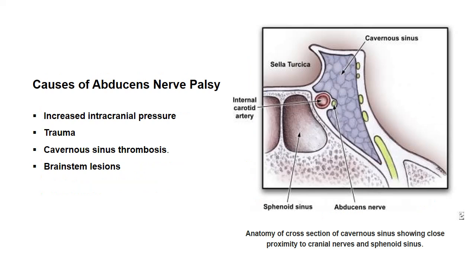Causes of abducens nerve palsy include increased intracranial pressure. Since the abducens nerve has a long intracranial course, it is vulnerable to compression due to brain swelling or tumors. Head injuries can damage the nerve, especially near the clivus. Cavernous sinus thrombosis: since the nerve runs within the cavernous sinus, infections or thrombosis in this area can lead to dysfunction. Brainstem lesions like stroke, multiple sclerosis, or demyelinating diseases affecting the pons can impair abducens nerve function.